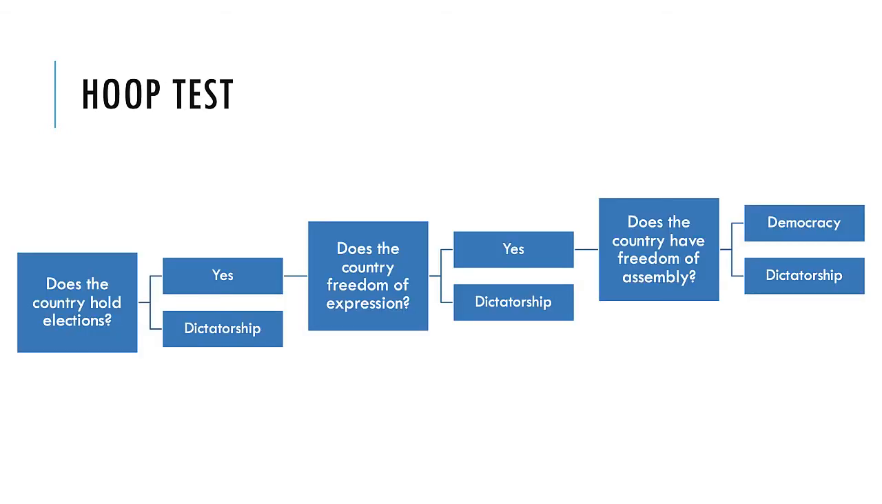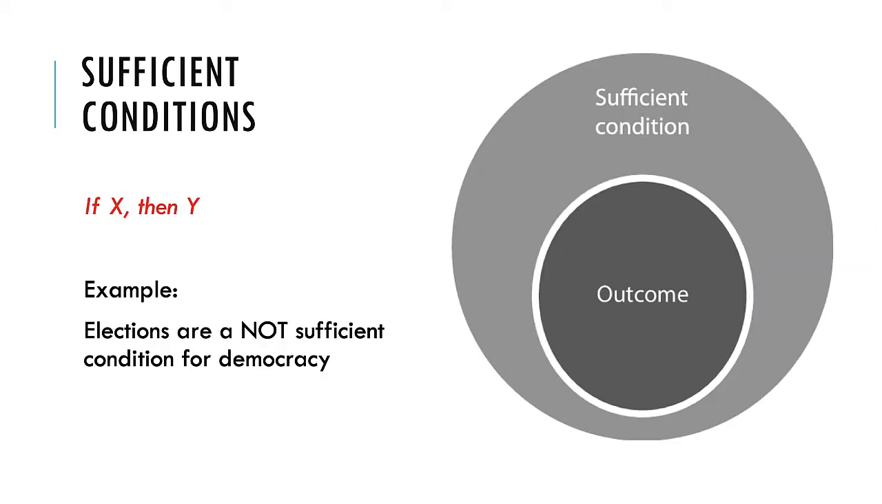Another way to think about necessary conditions is a hoop test. A country needs to meet certain criteria or jump through certain hoops to be considered a democracy. Sufficient conditions are those that, if present, mean you will always see a certain outcome. If X, then Y. Sometimes this is called a smoking gun, a sign that your outcome is always there.